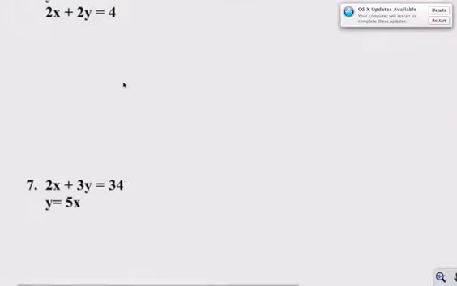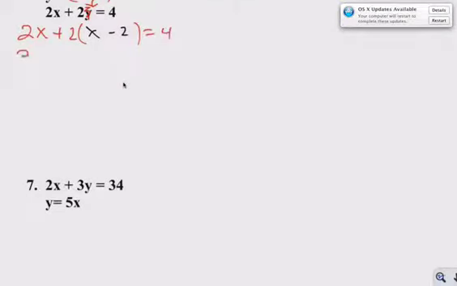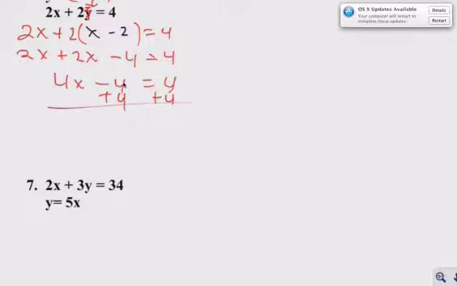Okay, number 6. You get rid of this here. You're going to put this into there. So you get 2x plus 2 parentheses, you put x minus 2 there, and that is equal to 4. It gives you 2x plus 2x minus 4. You distribute. 4x minus 4 equals 4. Add 4 to both sides. 4x equals 8. Divide by 4. X equals 2.